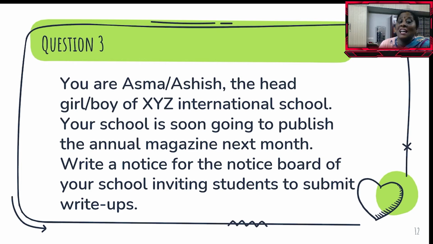Now let's see one more question. This is your Asma or Ashish, the head boy or girl of XYZ International School. Your school is going to publish the annual magazine next month. Write a notice for the notice board of your school, inviting students to submit write-ups. So first you draw a box, then the name of the school, then the word notice, date, then you give a title, maybe Call for Submission, then this is to inform. Here, just have a look at the answer.